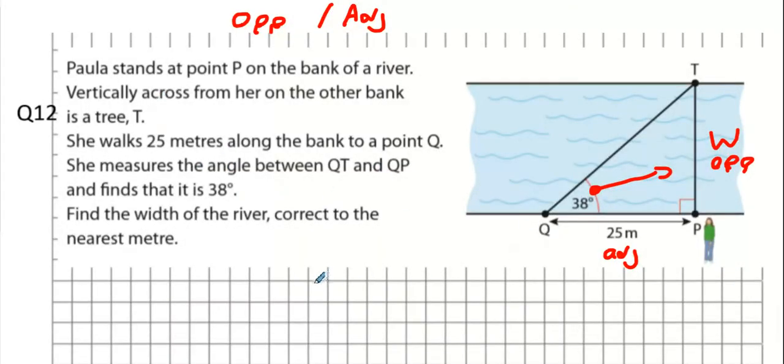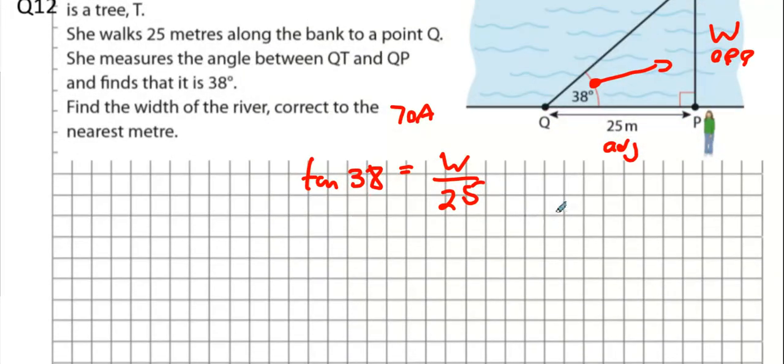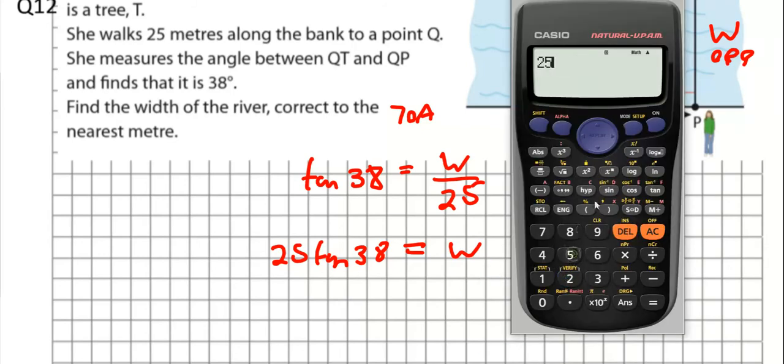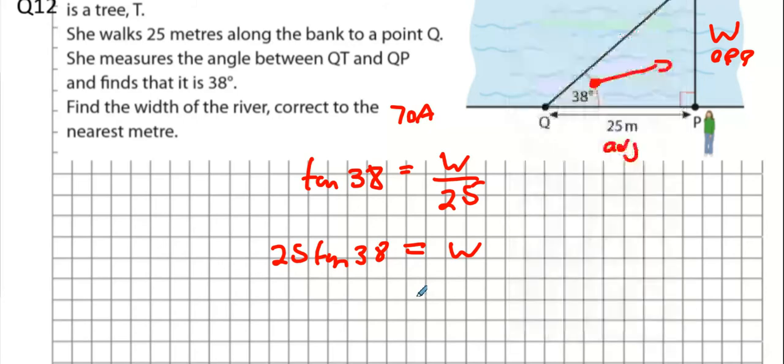So it's going to be tan 38 degrees, or TOA, equals opposite, which is W, divided by 25. Now the divided by 25 on the right equals multiplication of 25 on the left. So 25 tan 38 equals W. Put that into the calculator, and you get 19.53. Correct to the nearest meter, it'll be 20 meters. That will also be a question in your summer exam, something similar to that.